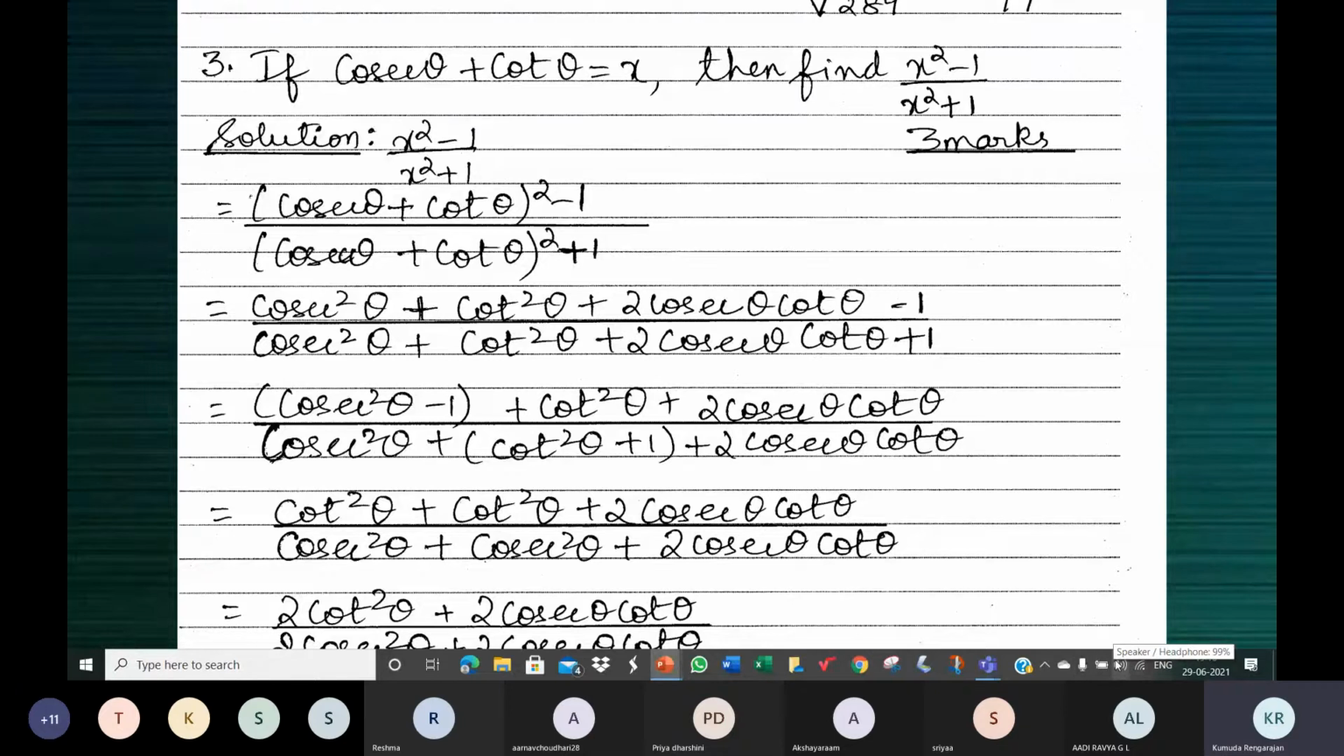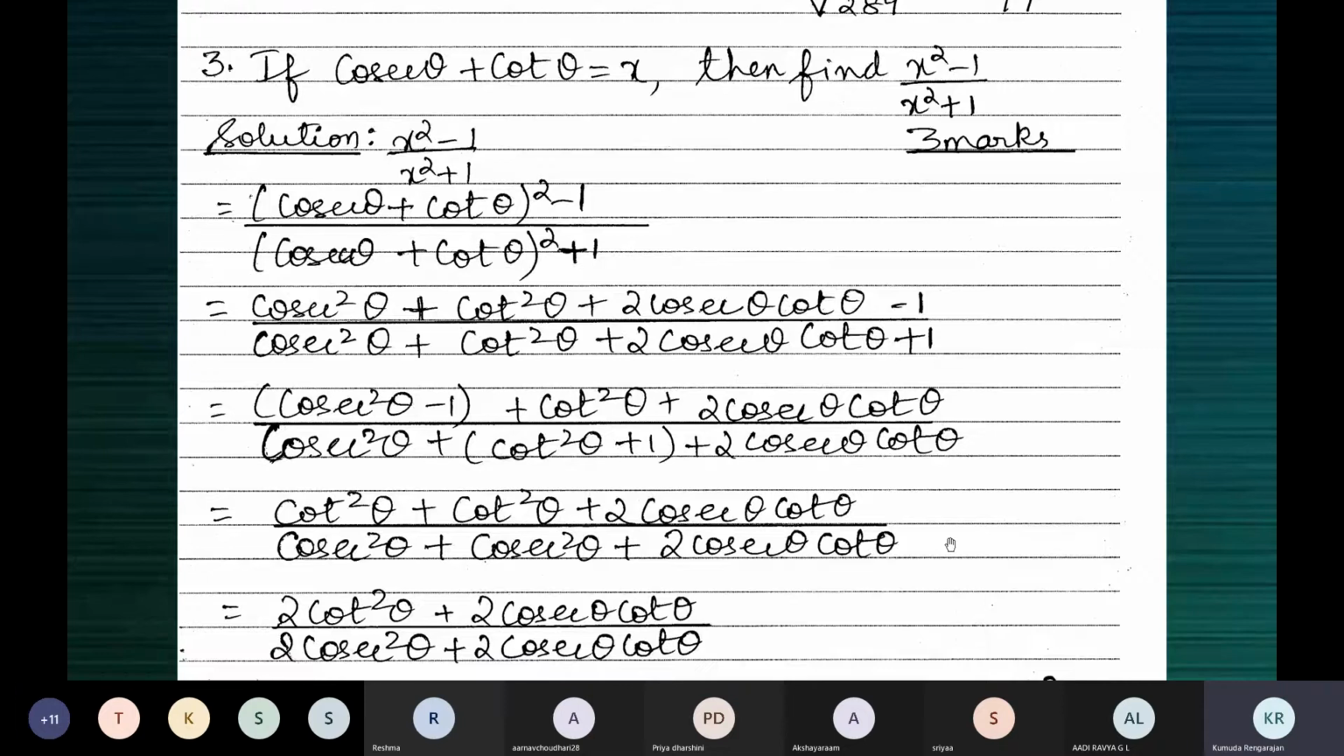See, something more than 2. 2 cot theta, ma'am, on the numerator. And 2 cosecant theta on the denominator. Yes, that's what it is. So now in the numerator and denominator, we have 2 common, but in the numerator we have 2 cot theta common. In the denominator, we have 2 cosecant theta common. So let's bring out the common factor.